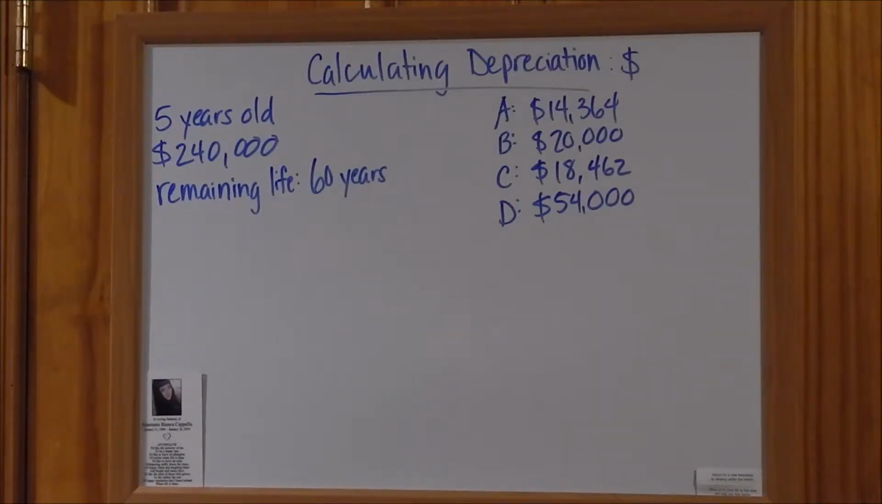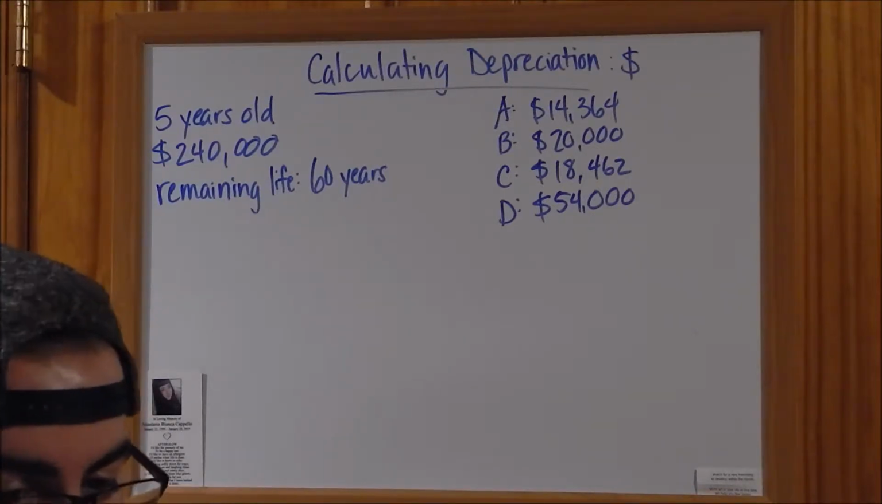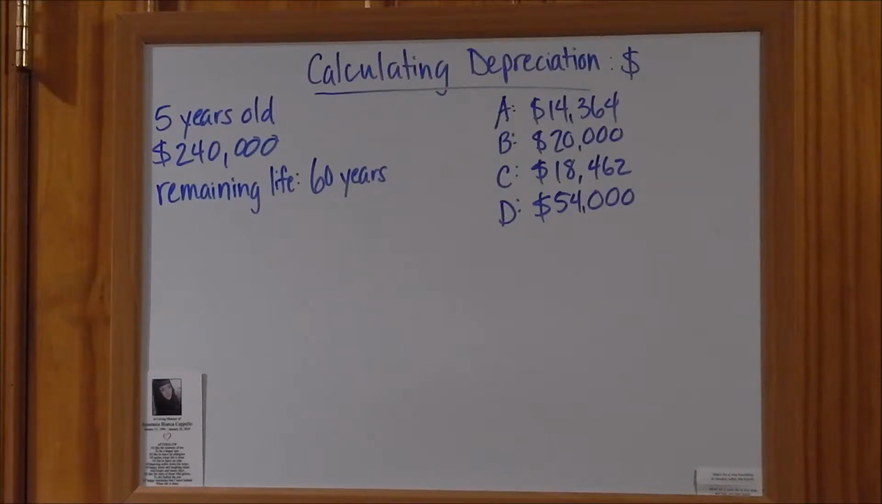So in this problem, we're trying to calculate the depreciation. If you go to chapter 19, the appraisal chapter, in the back of the chapter, there's a chapter quiz. This is going to be question 17 if you want to follow along in the book. So the question says a building was purchased 5 years ago at $240,000. It currently has an estimated remaining life of 60 years. What is the property's total depreciation to date?